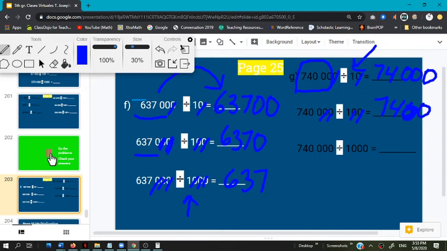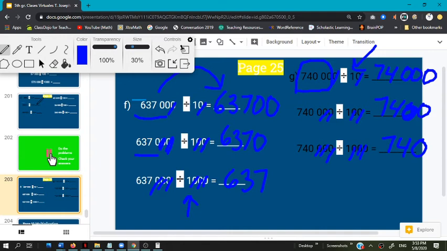Okay, and the last problem. We're going to divide both sides by 1,000. 1,000 has 3 zeros, so let's chop off all 3 of those zeros, and we're left with 740. All right, cool. Well, that's the end of the lesson, boys and girls.